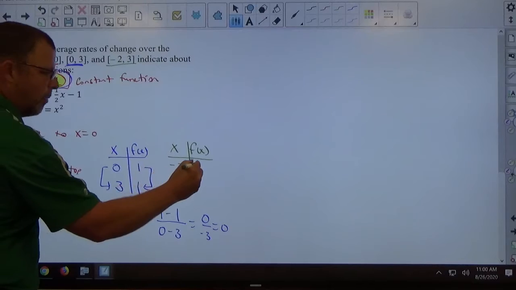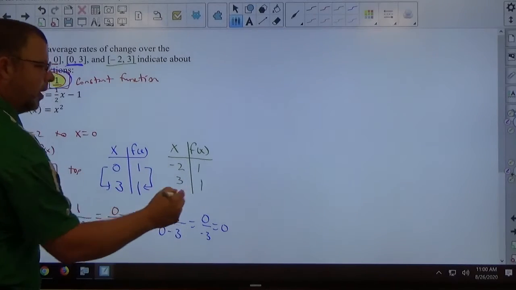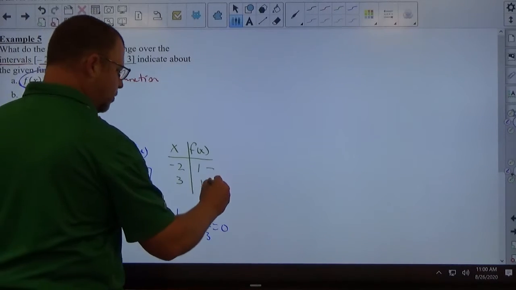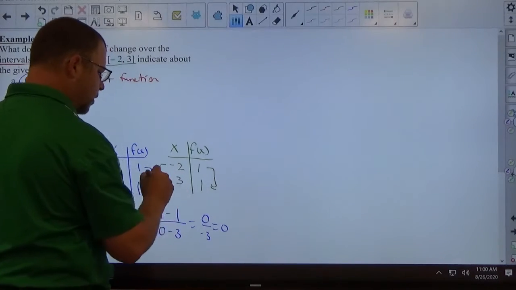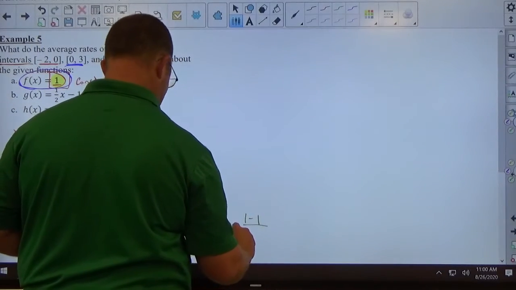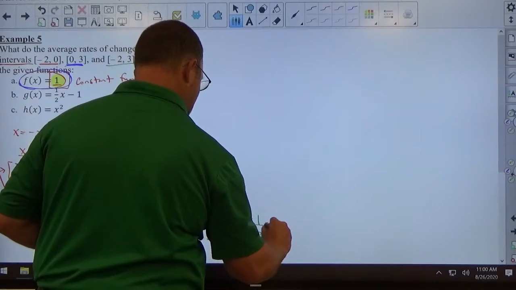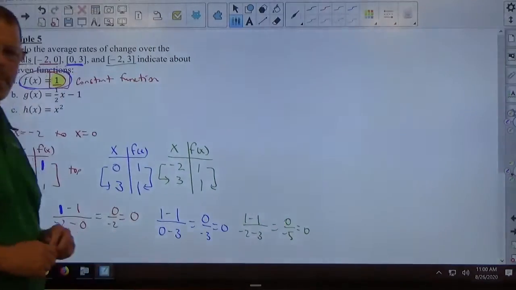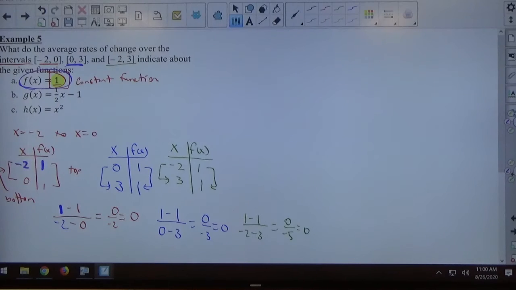Negative 2, comma 1, positive 3, comma 1. Again, it's still using the same function. The answer is always 1 no matter what x is. I'm going to subtract this one, and I'm going to subtract that order. So on top, I'm going to get 1 minus 1. On the bottom, I'm going to get negative 2 minus 3. That gets me 0 over negative 5, which equals 0. So the average rates of change of f of x on all three intervals is 0.